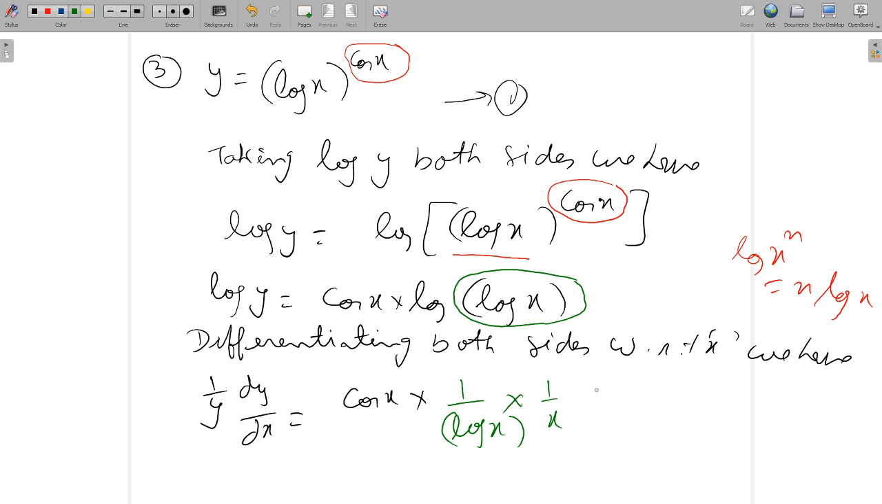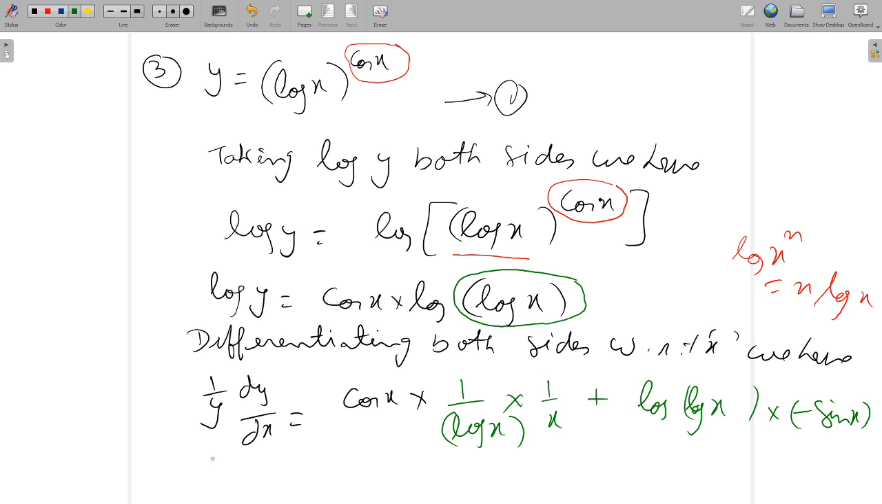So plus, now f into g dash plus g into f dash: log of log x into the differentiation of cos x. What is the differentiation of cos x? It is minus sin x.